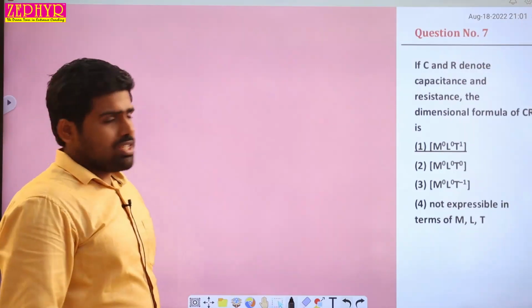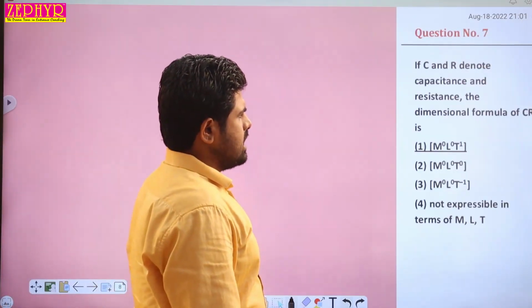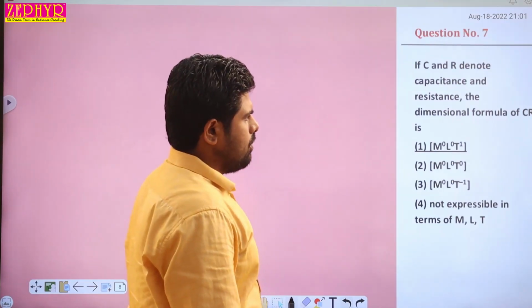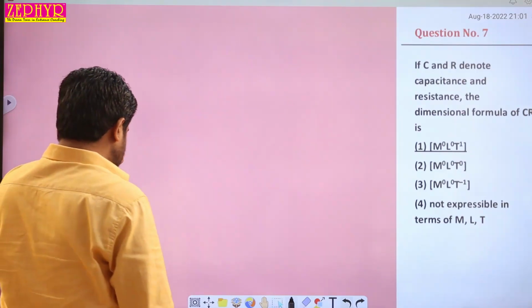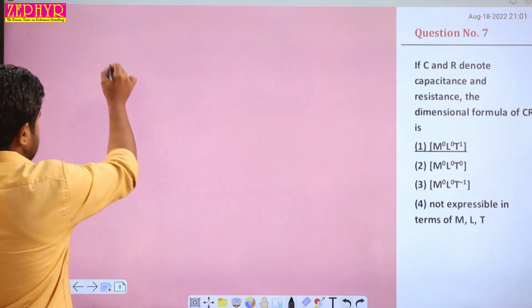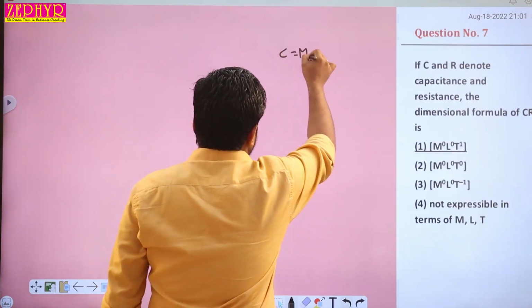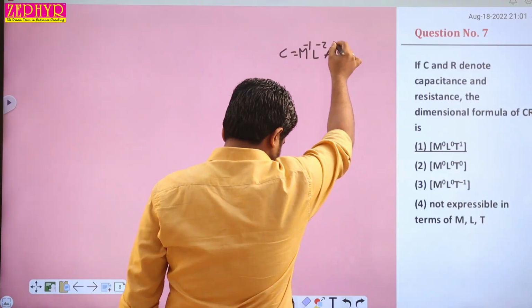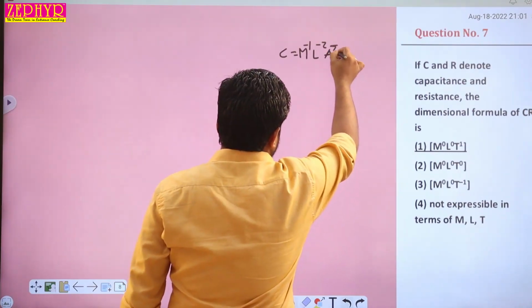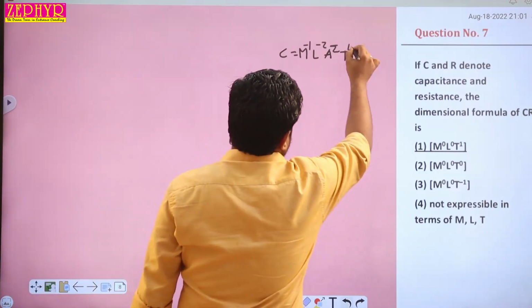Then question number 7. If C and R denote capacitance and resistance, what is the dimensional formula of C into R? The dimensional formula of C is M raised to minus 1, L raised to minus 2, A raised to 2, and T raised to 4.